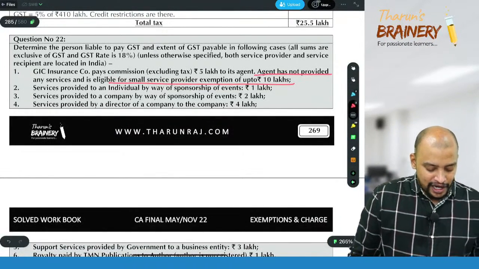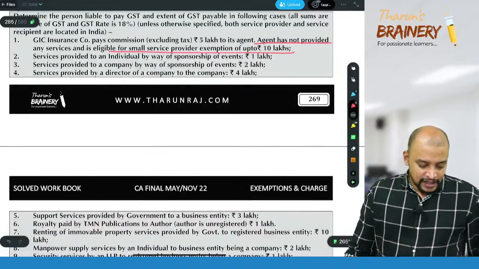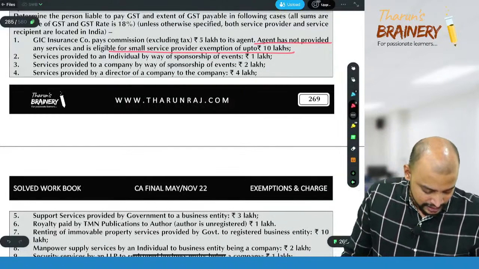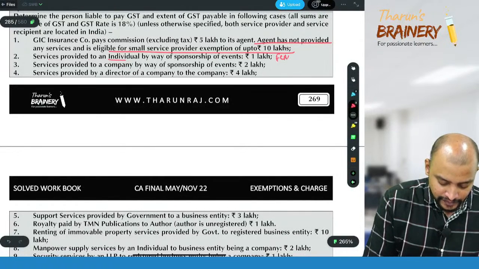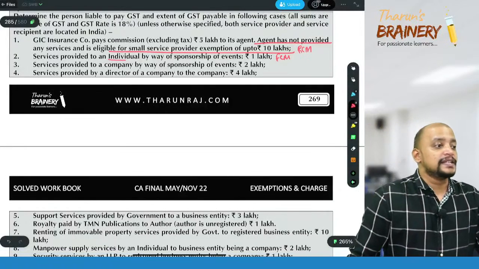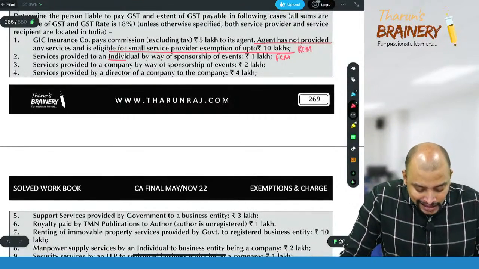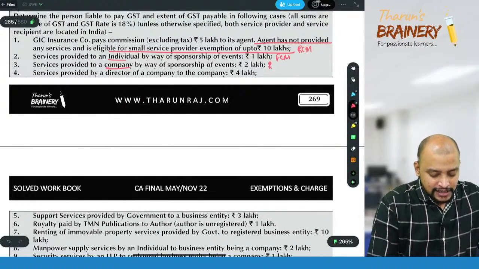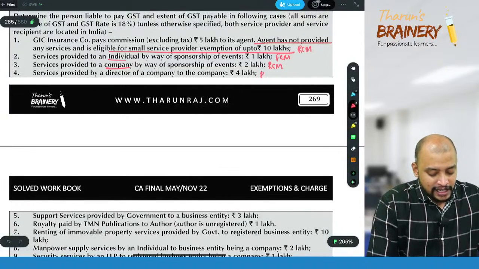Services provided to an individual by way of sponsorship of events, taxable, provided to an individual, FCM. So the first one is RCM, the second one is FCM. Why? The recipient is an individual. Service provided to a company by way of sponsorship of events, as the recipient is a company, RCM. Service provided by a director of a company to the company, RCM.